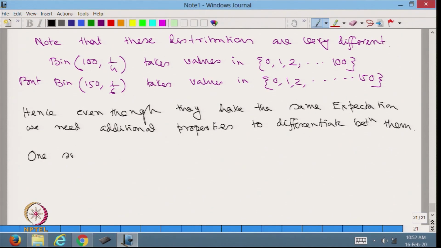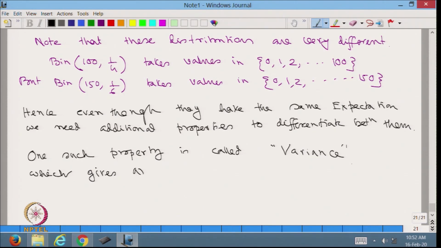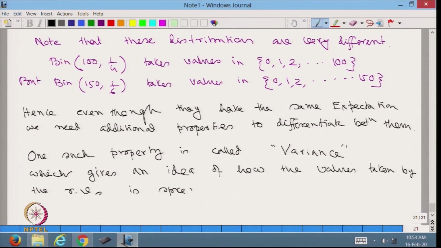One such property is called variance, which gives an idea of how the values taken by the random variable are spread around their expectations.